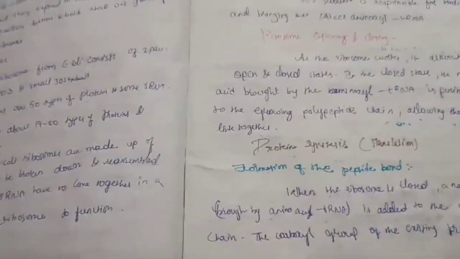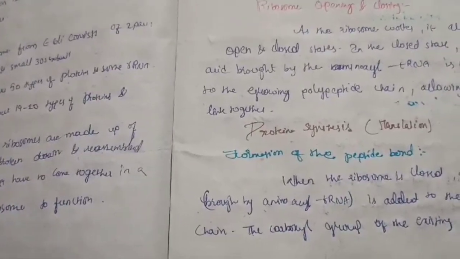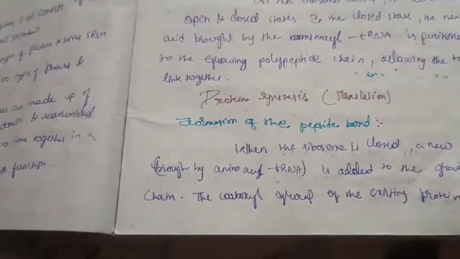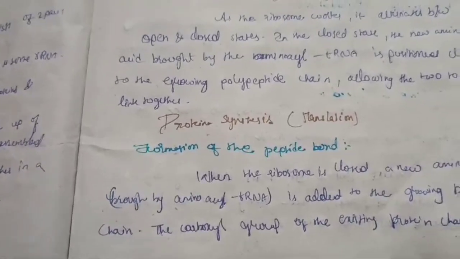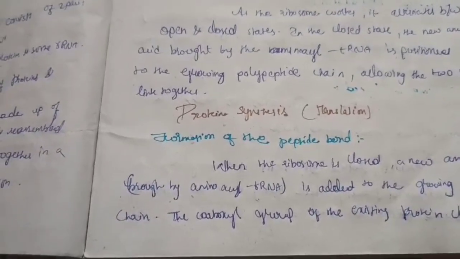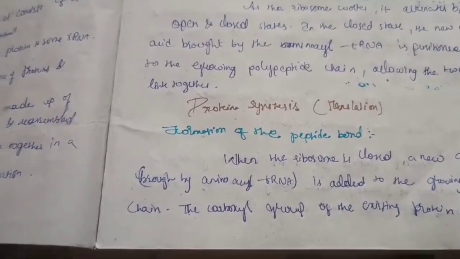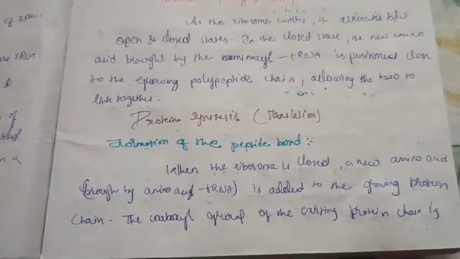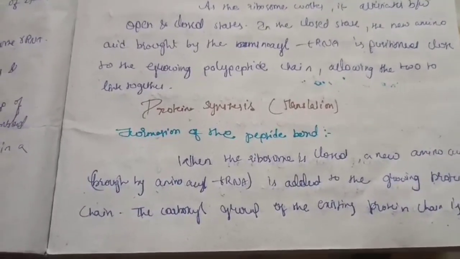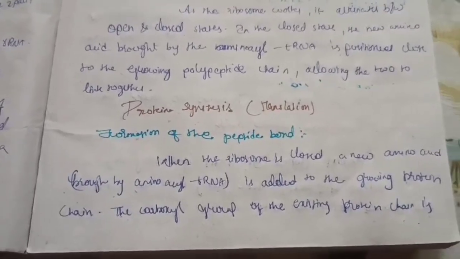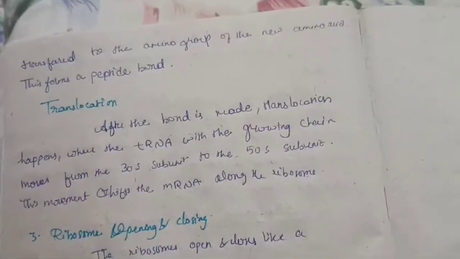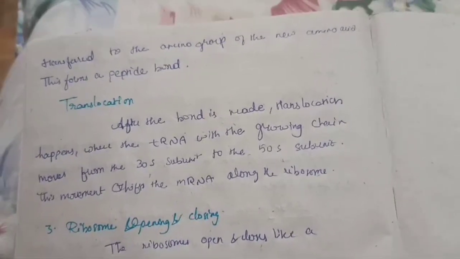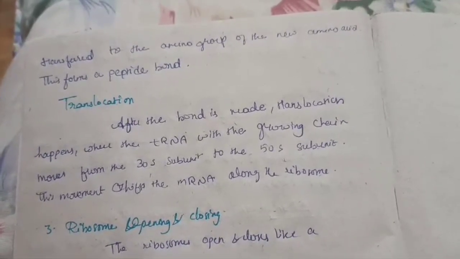Then protein synthesis, the formation of the peptide bond. When the ribosome is closed, a new amino acid brought up by the aminoacyl tRNA is added to the growing protein chain. The carboxyl group of the existing protein chain is transferred to the amino group of the new amino acid. This forms a peptide bond.